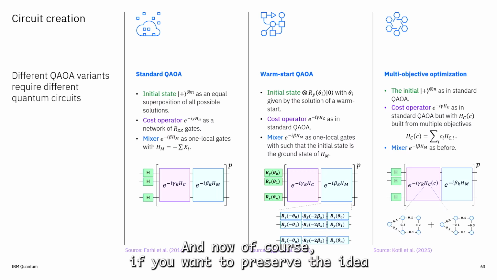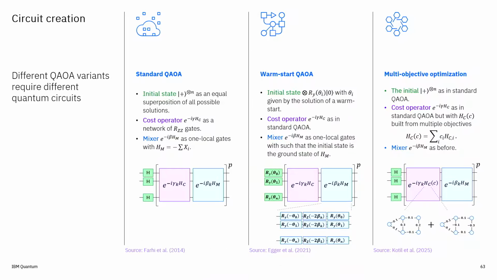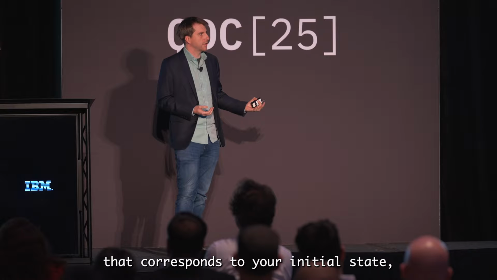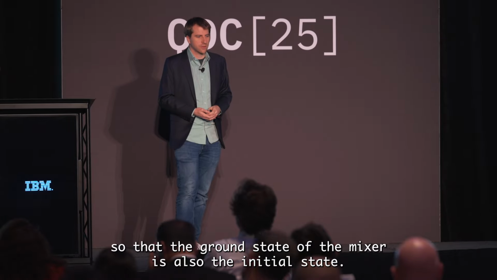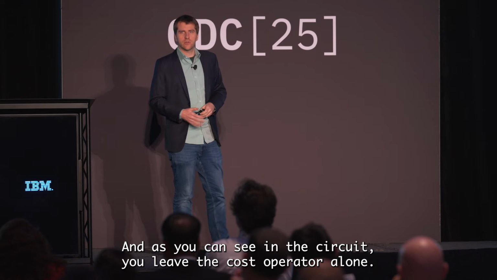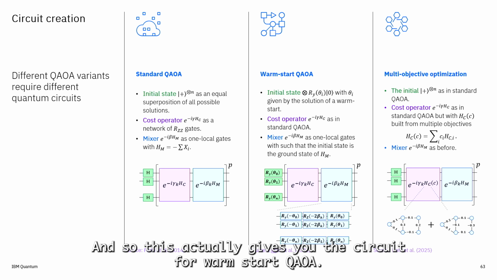Now, of course, if you want to preserve the essence of QAOA in some sense, you need to have a mixer that corresponds to your initial state, so that the ground state of the mixer is also the initial state. And as you can see in the circuit, you leave the cost operator alone. You don't need to touch that. And so this gives you the circuit for warm start QAOA.